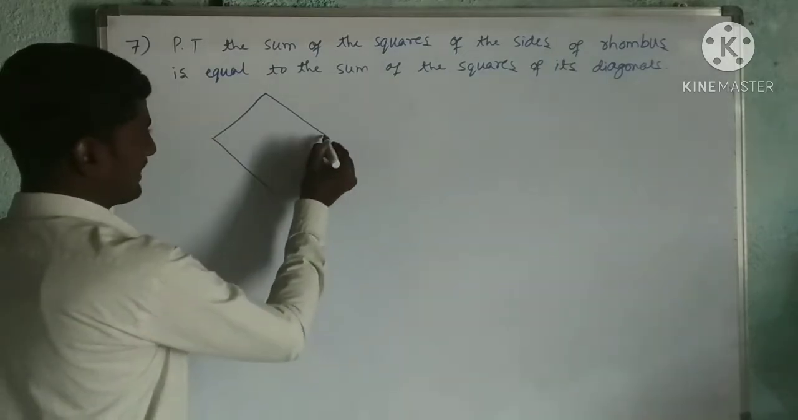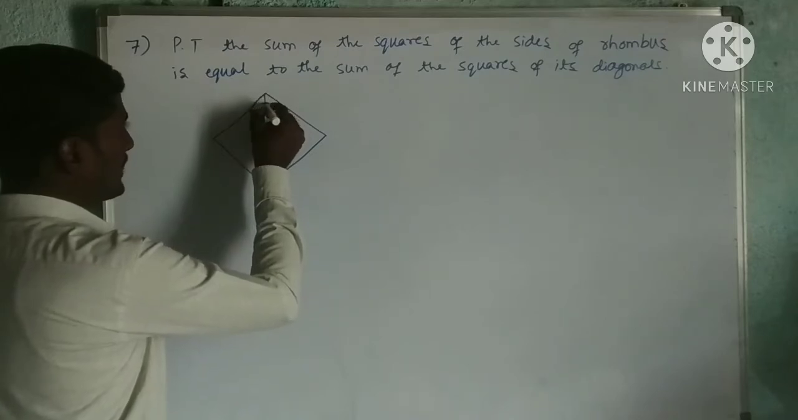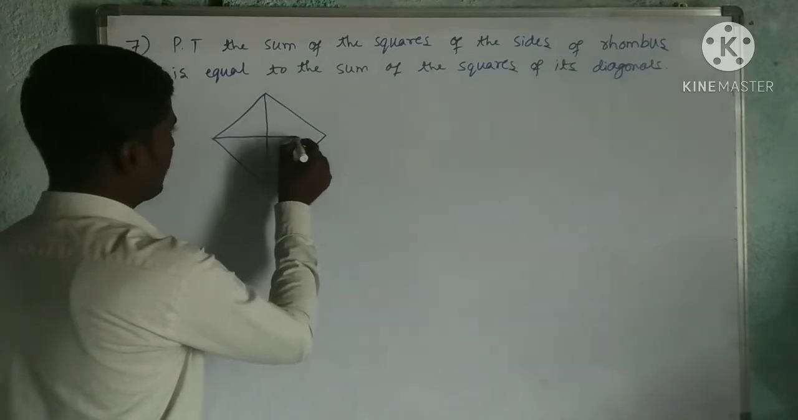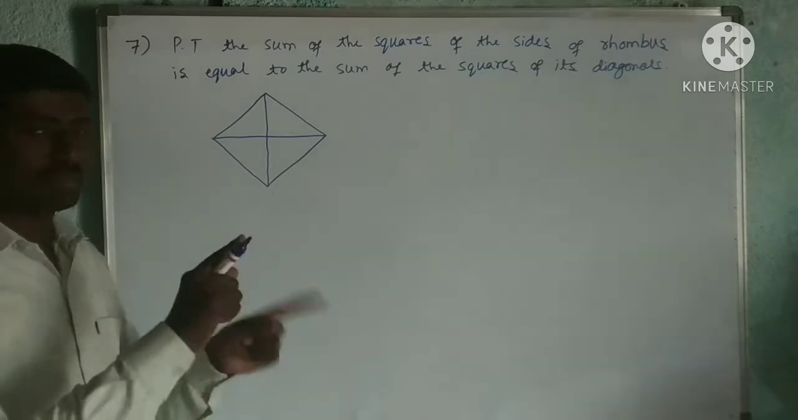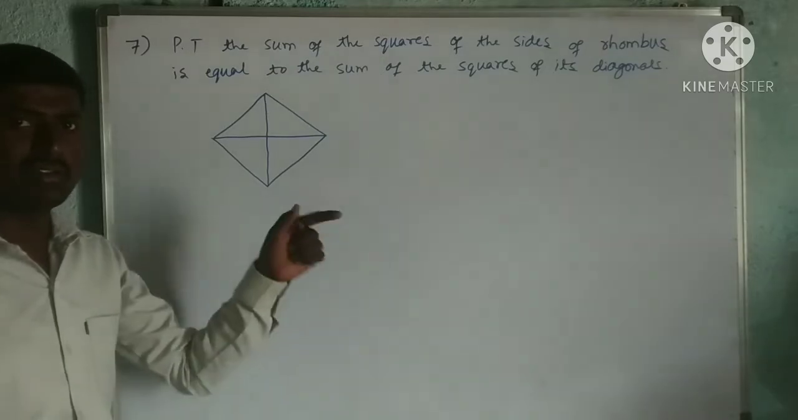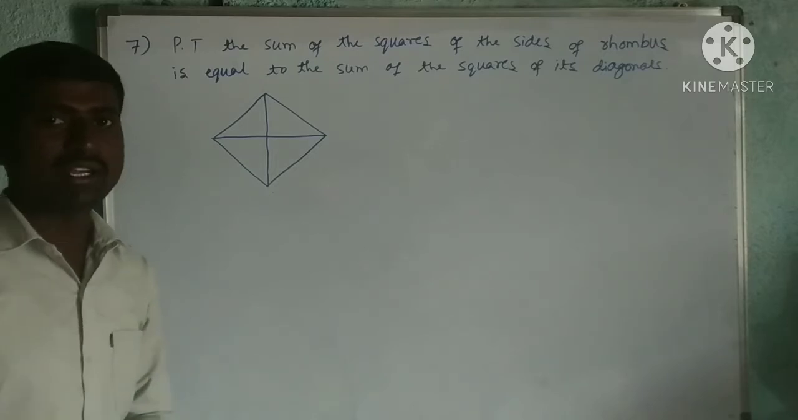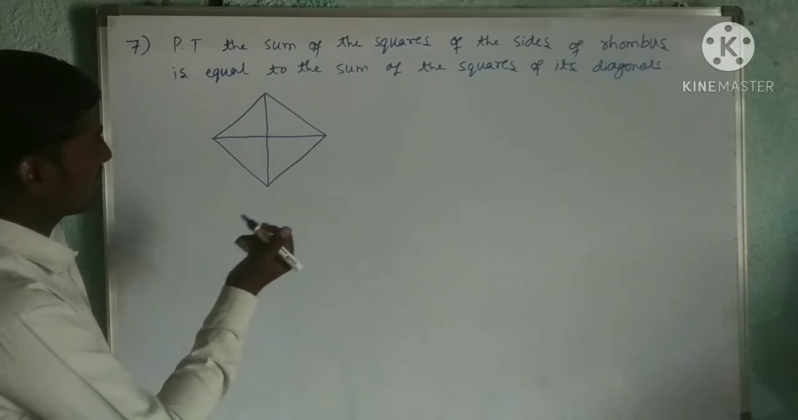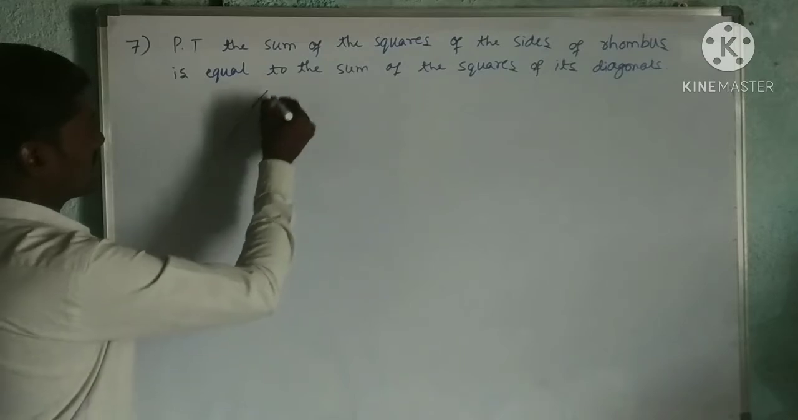In a rhombus all the sides are equal and the diagonals bisect each other. Here the diagonals are not equal. That is very important, the difference between a rhombus and a square. Here in a rhombus the diagonals are not equal, but they bisect each other. In a square the diagonals are equal. That is the difference between a rhombus and a square. Now it looks like a square, I think. Remove it. So this is the rhombus.